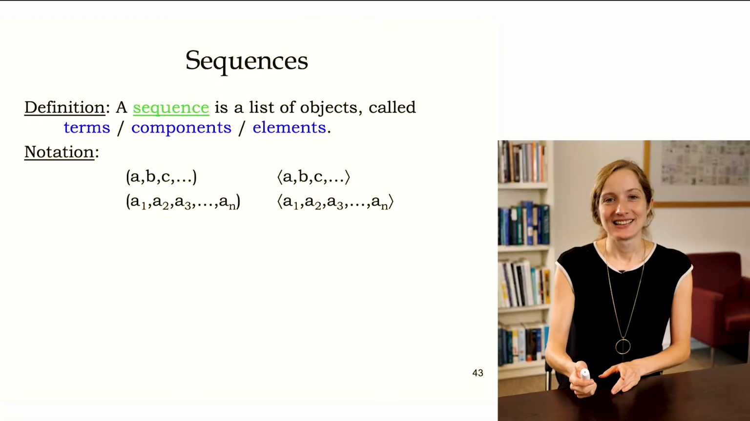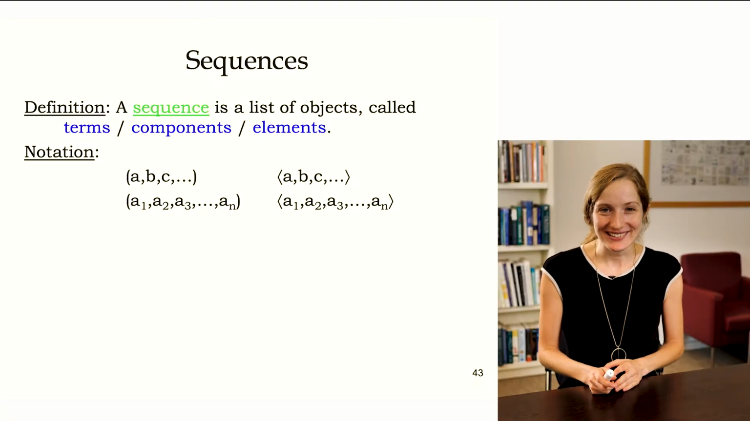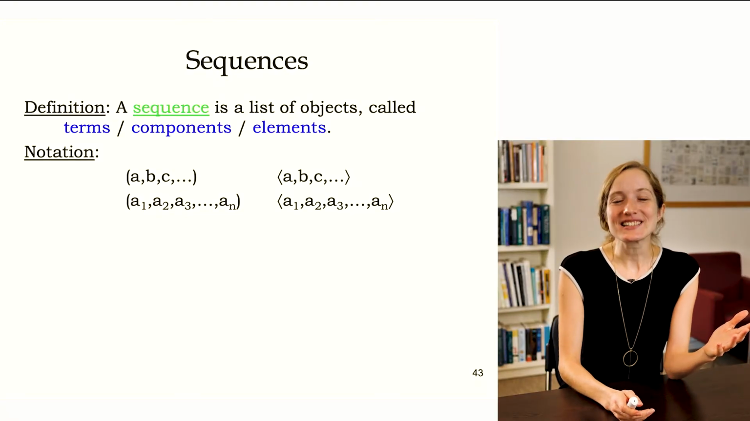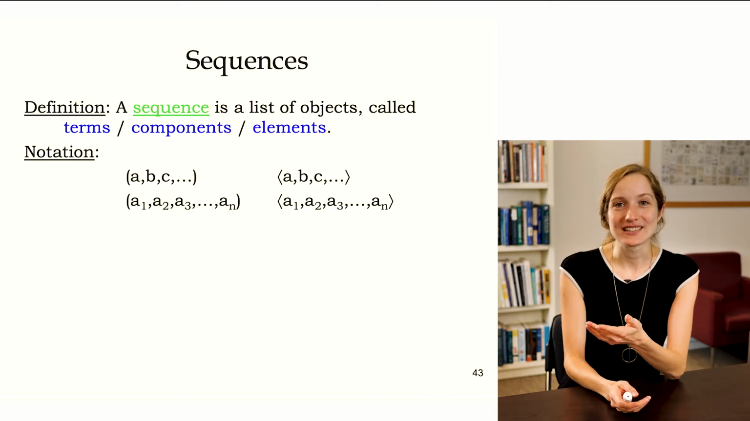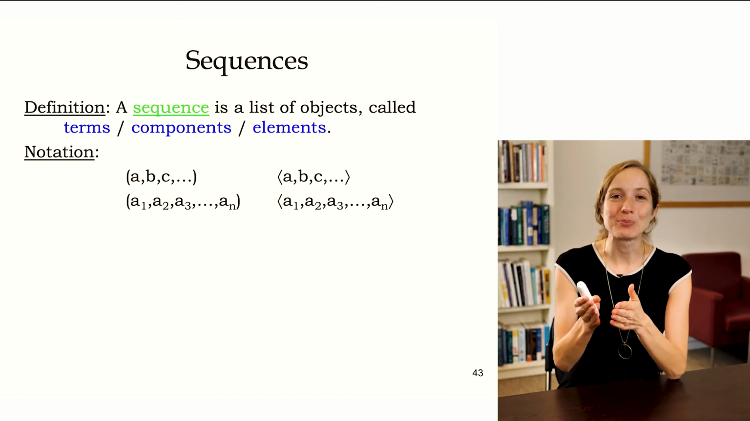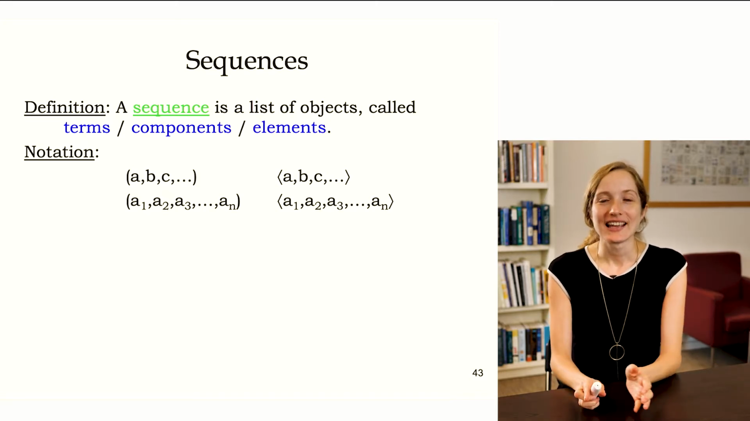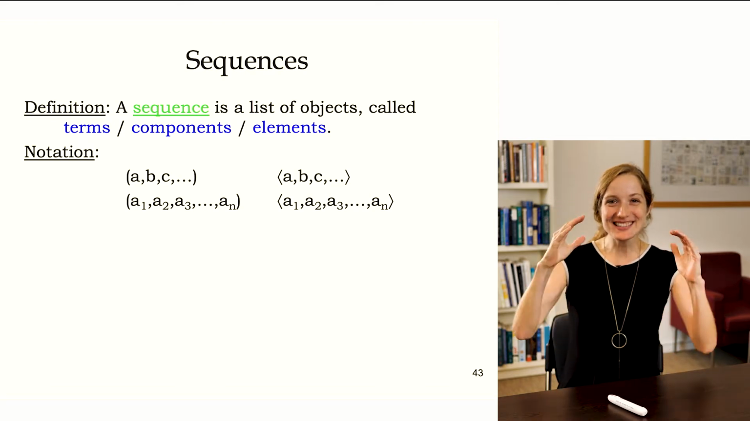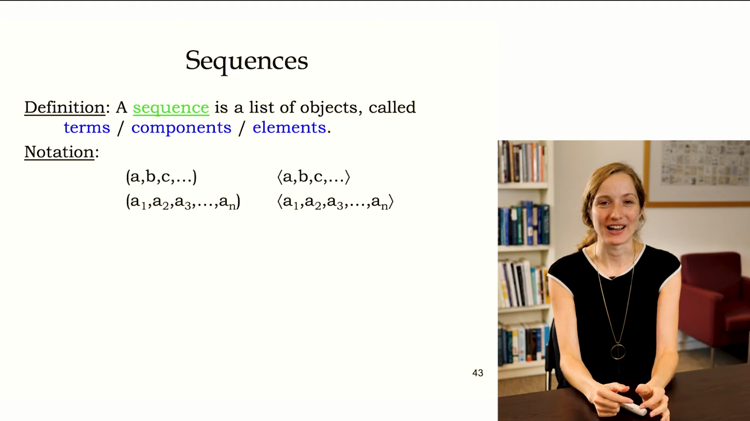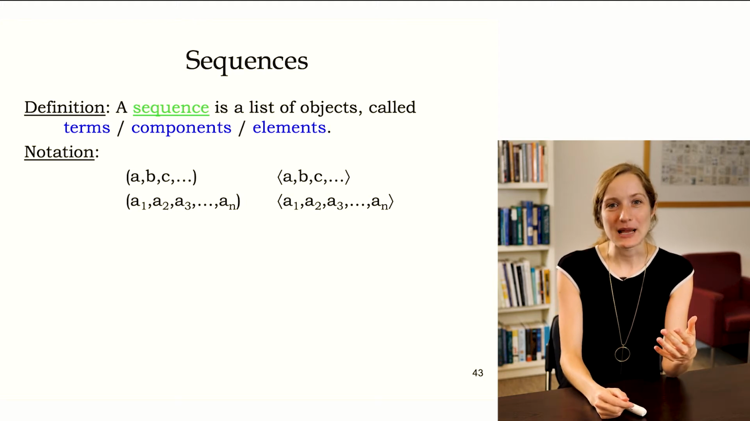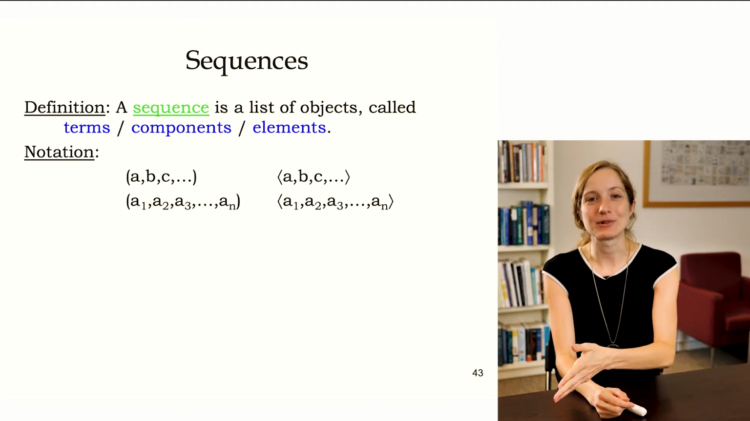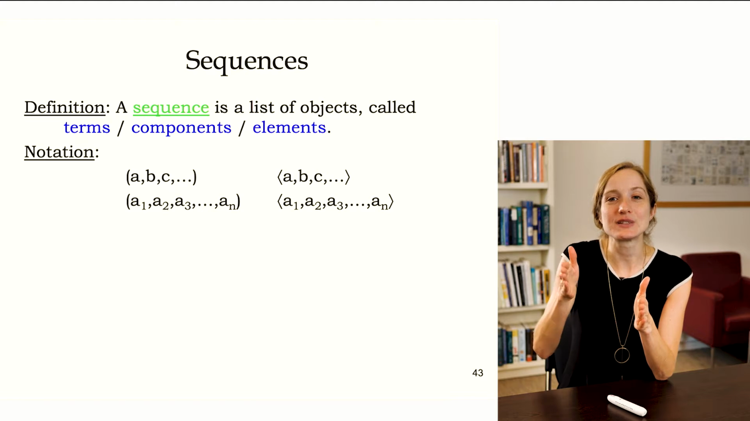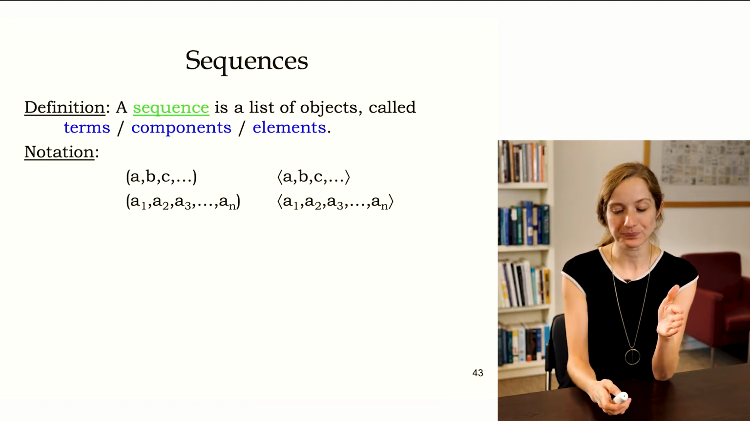All right, welcome to the final unit of this week about sequences. Okay, so what is a sequence? Well, a sequence is a list of objects, sometimes called terms or components or elements. And we denote these either with parentheses or with these triangular brackets. So for example, here A, comma B, comma C, comma dot dot dot. This represents some sequence of these values.